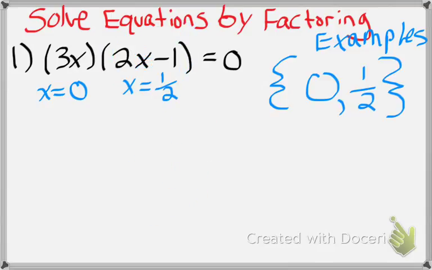So the proper way to write your answers is this. Technically, we're finding sets of numbers that are our answers. These little braces, we use these for lists of numbers. So 0 and 1/2, those are the solutions for x to this question.